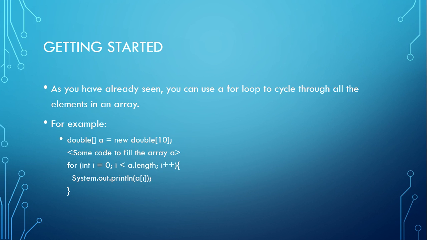So here's a quick example, just to give a recap. Double array A equals new double 10. We have some code to fill the array. And then for int i equals 0, i is less than a.length, i plus plus, System.out.println, a of index i. So it's just outputting whatever the element is at that value.